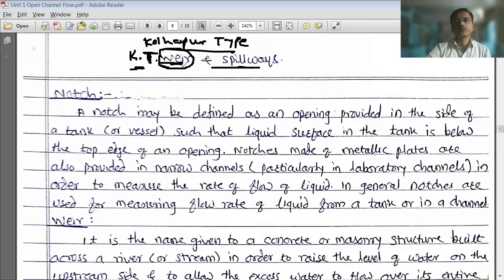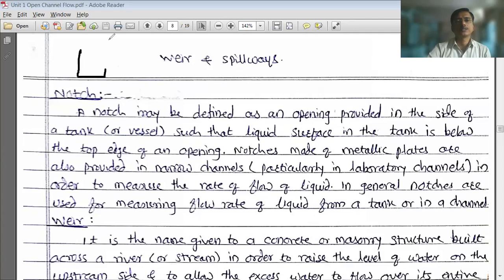What is the function of weir? Weir चं काय फंक्शन असतं? पाणी स्टोरेज करण्यासाठी सर. Correct. To store the water on the upstream side.